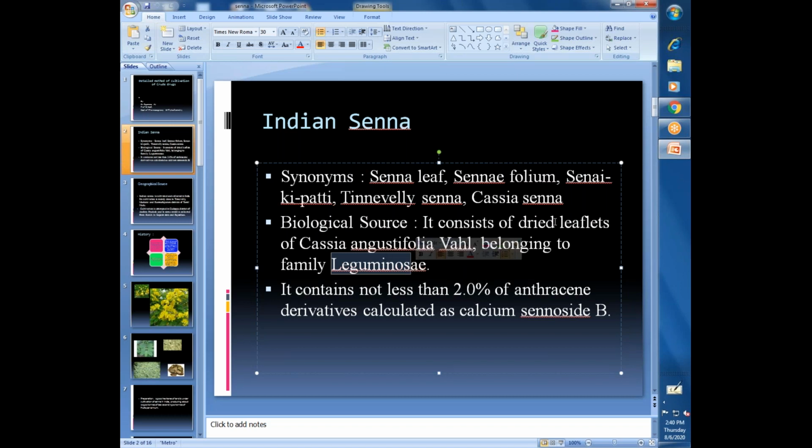The source of the drug is the leaflets, so here the leaflets are collected. It consists of dried leaflets of Acacia angustifolia Wall, belonging to family Leguminosae. In the biological source itself, it is stated that it contains not less than 2% of anthracene derivatives calculated as calcium sennoside B. So calcium sennoside B should be at least 2% in the overall constituents.